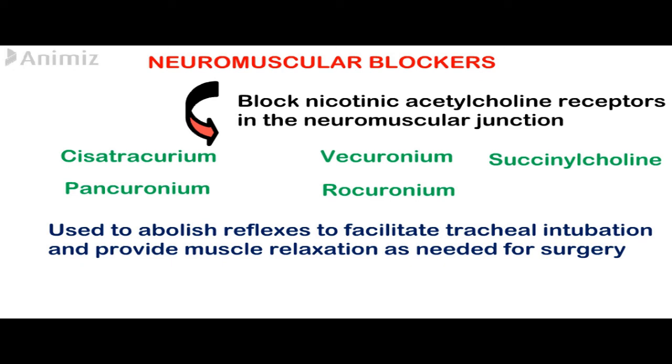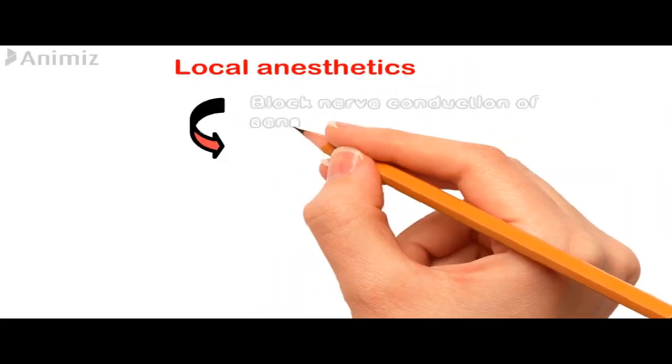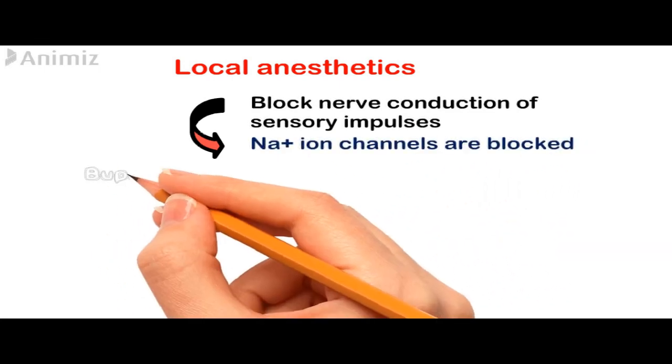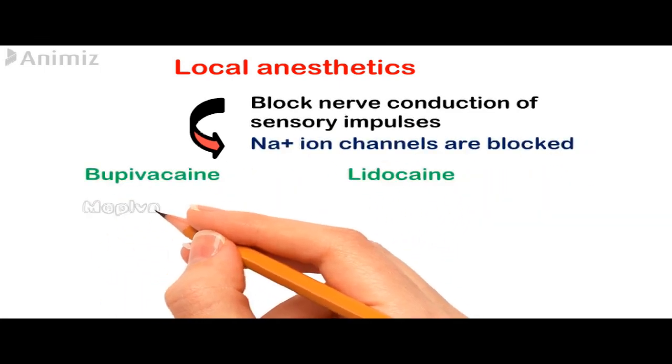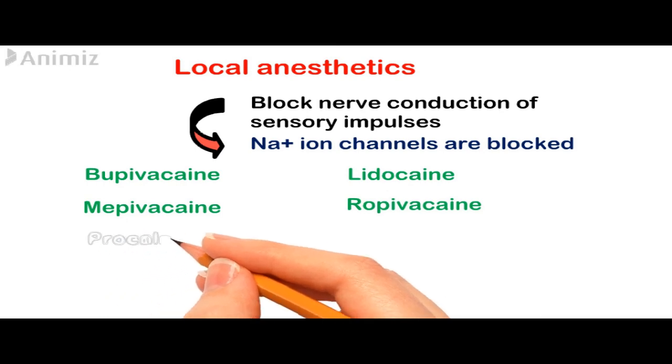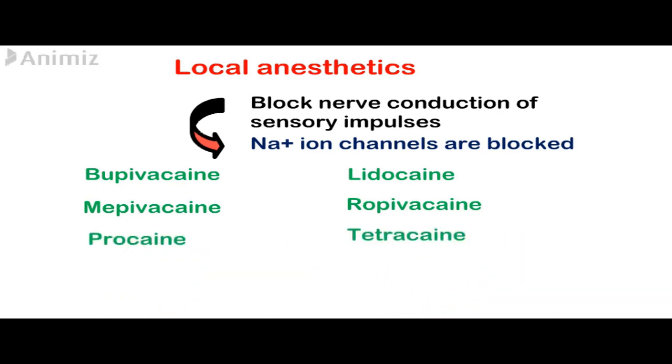That was for general anesthesia. There is also another way for anesthesia, which is the local anesthetics. These local anesthetics block nerve conduction of sensory impulses, and in higher concentration, motor impulses from the periphery to the central nervous system can be blocked.